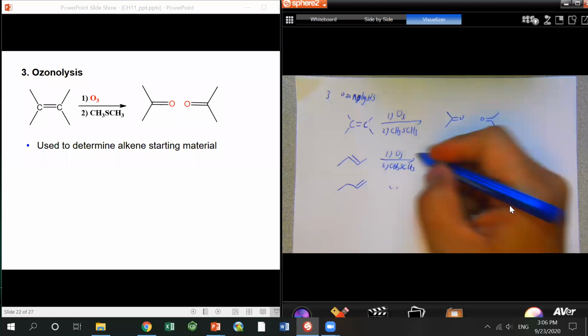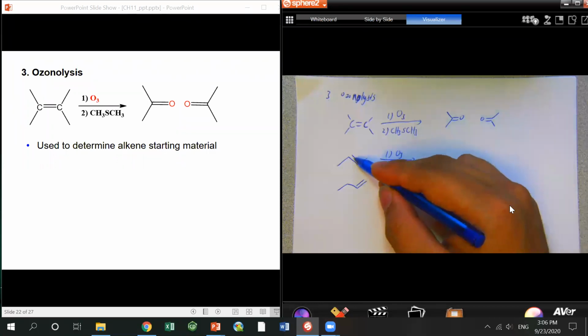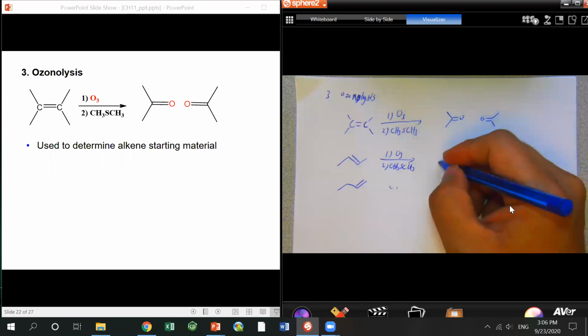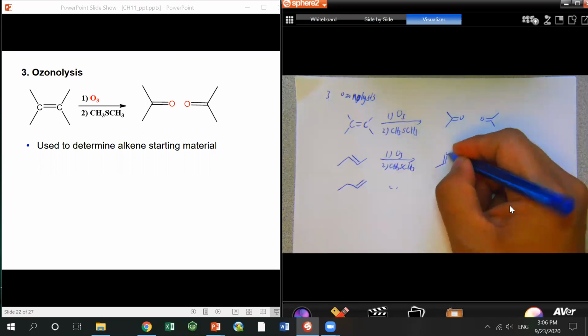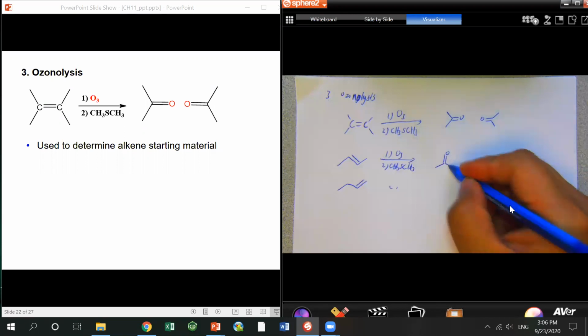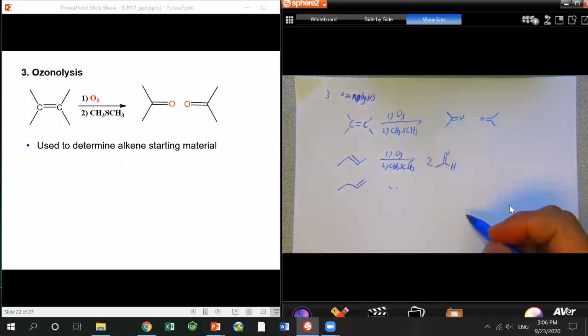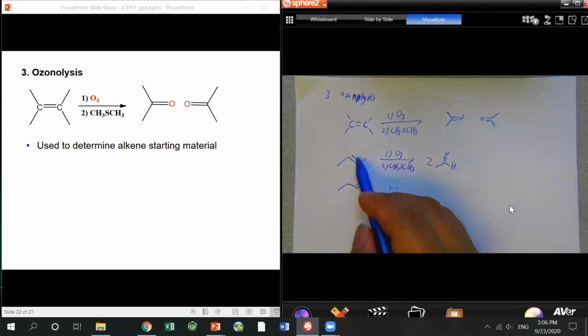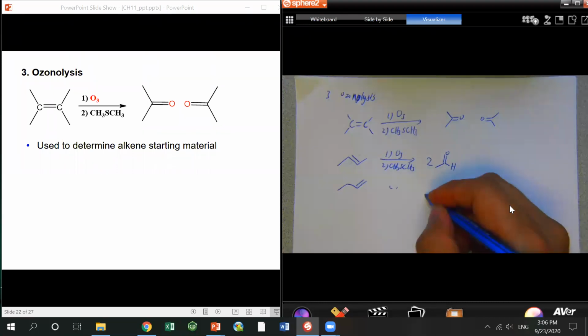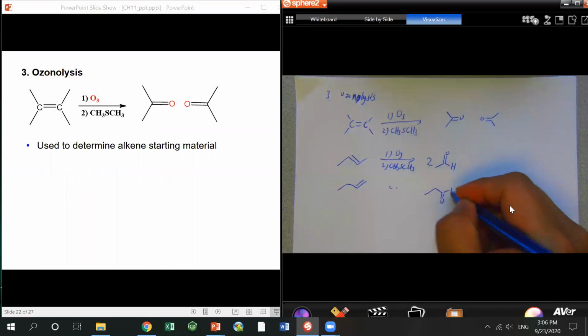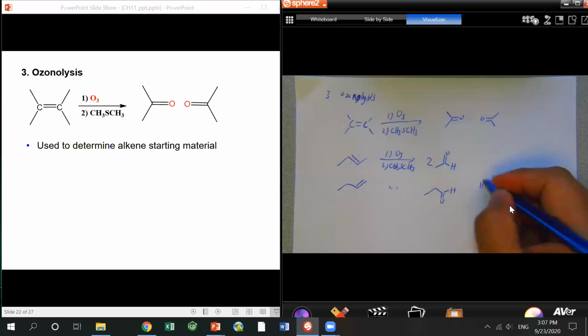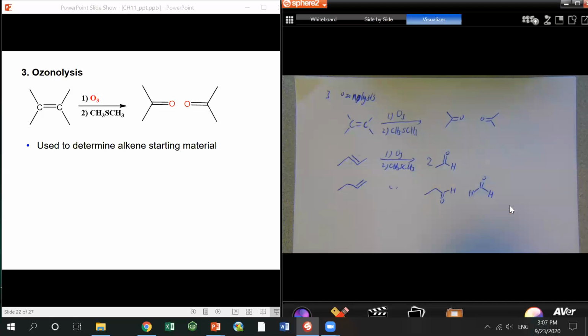Same thing here. For the top one, if the double bond is in the middle of the carbon chain, you should get only one product, two acetaldehydes, because you break up here and the two halves are the same. And then if it's the second compound, once you break it up, you get two different molecules, one like this, another one like this. By this way, people can figure out where the double bond positions are.